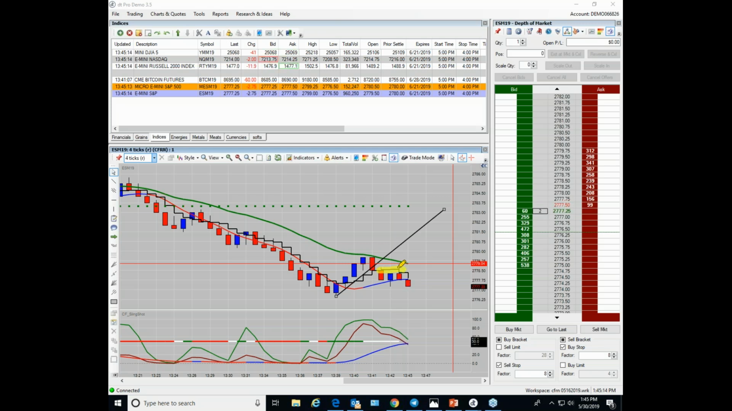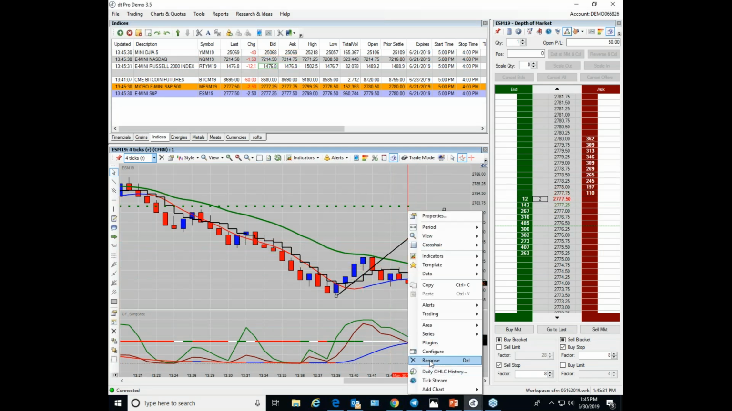Or it's just going to trade sideways here. If it falls apart, it does. In all fairness, you're stopped out at break even. So that's that trap I was just talking about. So we're not going to do anything there.